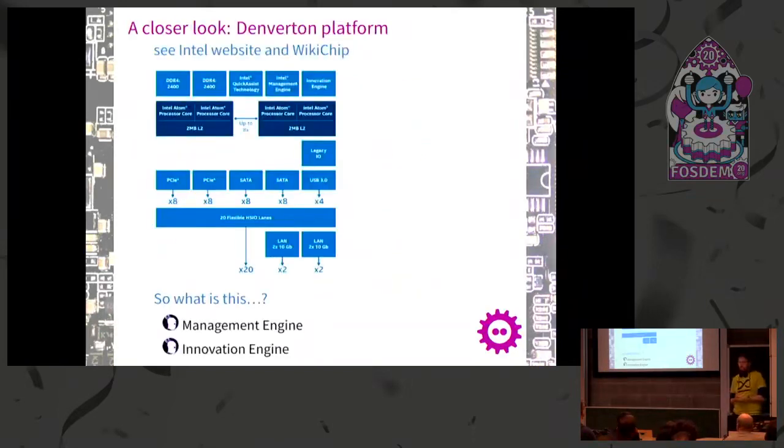Let's take a closer look at one platform, which is the Denverton platform. That's one of the few images actually where I could find a direct reference to the management engine, which is what we're looking at now. In the upper right corner of this image, you see two engines managed. One of them is the management engine. One of them is called the innovation engine.